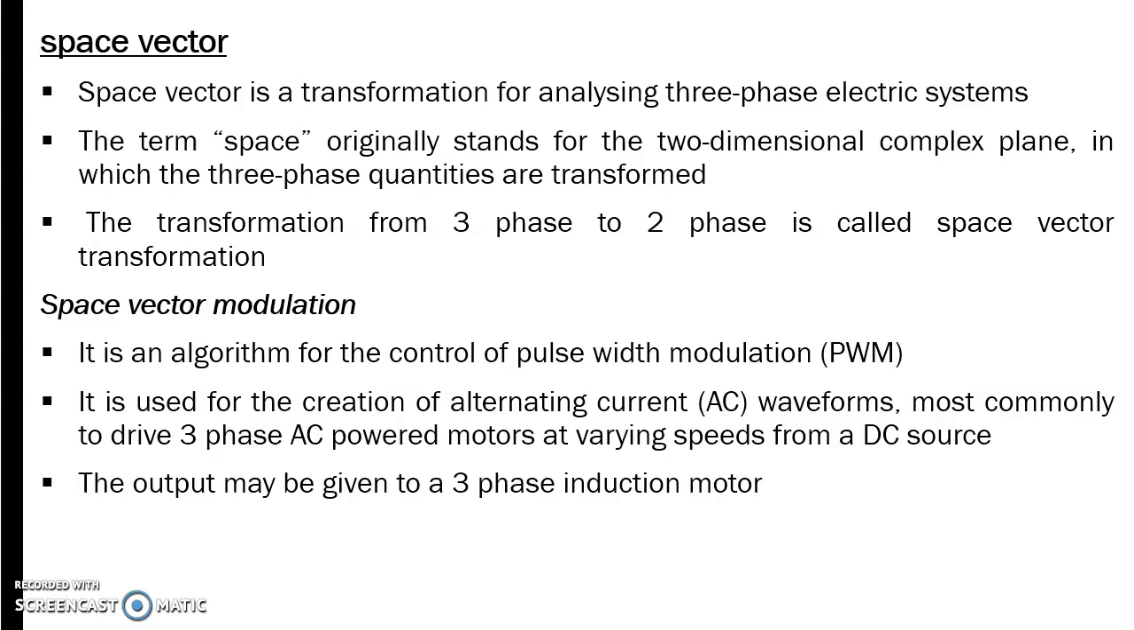So when you use this three-phase to two-phase transformation method for controlling the PWM output, then it is known as space vector modulation. So space vector is a transformation for analyzing three-phase electrical systems. The term space originally stands for the two-dimensional complex plane in which three-phase quantities are transformed. The transformation from three-phase to two-phase is called space vector transformation. This transformation we already discussed, and the mathematics also we derived: Clarke's transformation and Park transformation.